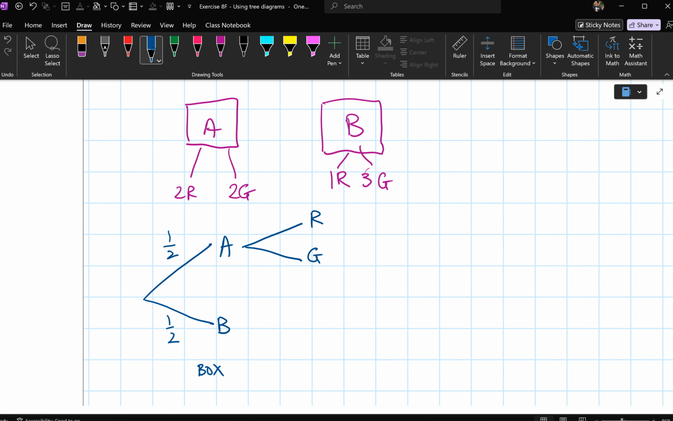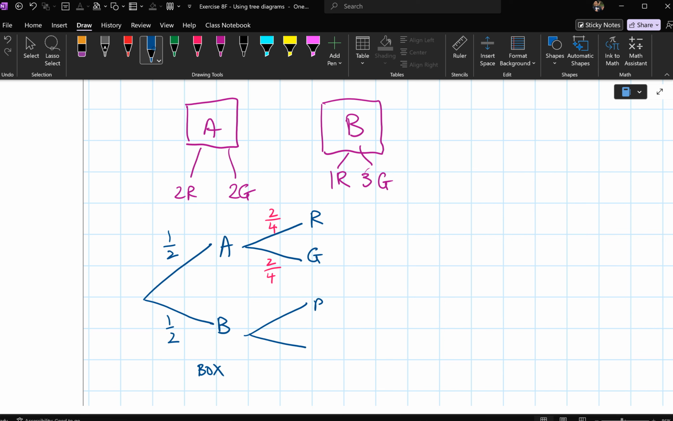Well, if you picked box A, what's the chance of you picking a red counter? Half, because there were 4 counters in total, and there's only 2 that are red. So you get 2 reds out of the 4 counters, which is half a chance, or you can get 2 out of the 4 counters that are green. What I'm doing at the moment is drawing out a tree diagram in a multi-step problem. So first you're going to pick a box, and then next you pick a counter from that box. So here we go. We'll do the same thing for box B.